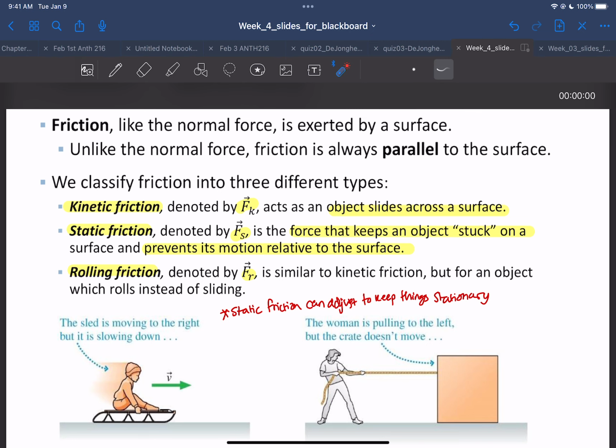Like I said, static friction will keep things static, not moving, just to keep them stationary. Think S, static, stationary, S. And your kinetic friction will try to prevent things from moving. So if you think about kinetic energy, if you've heard that in a science class, kinetic as in motion, it'll try to prevent whatever motion is occurring.